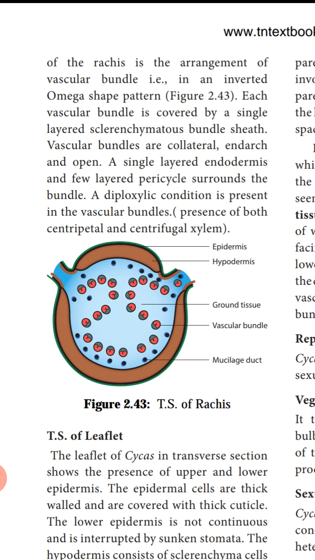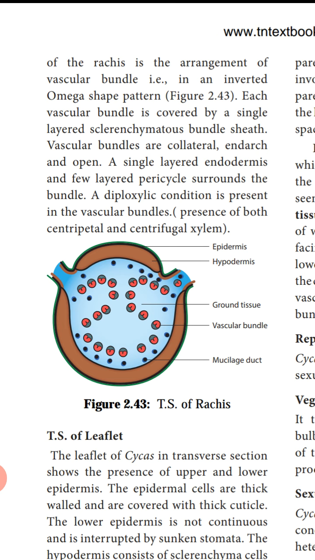So diploxylic, diplo means two types of xylem. Diploxylic means two types of xylem here. So a diploxylic condition is seen here. What is the diploxylic condition? That is, there are two types of xylem. One is centripetal and the other one is centrifugal. The centripetal, we can say, is the exarch condition.